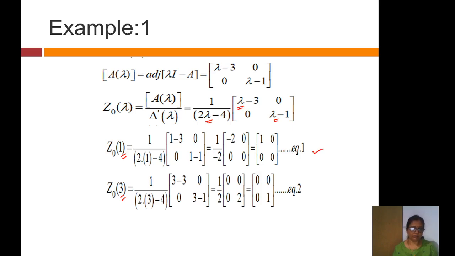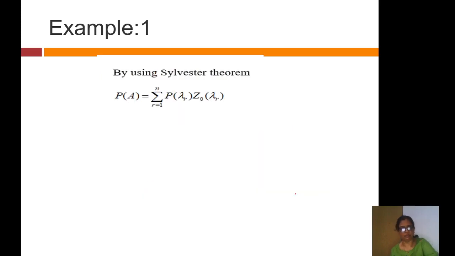Then for the second eigenvalue lambda equal to 3, we substitute lambda equal to 3 and simplify the terms, we get equation number 2. Then we apply the Sylvester formula, P of A equal to this. Now two eigenvalues, therefore P of 1, Z0 of 1, and the second value is 3, P of 3, Z0 of 3. Okay, and now here P of A equal to A to the power 50.